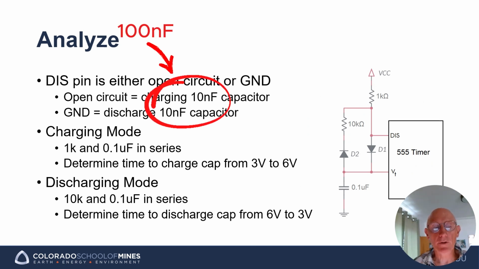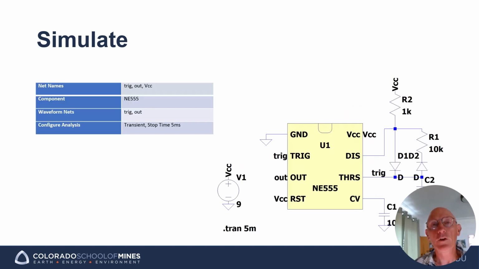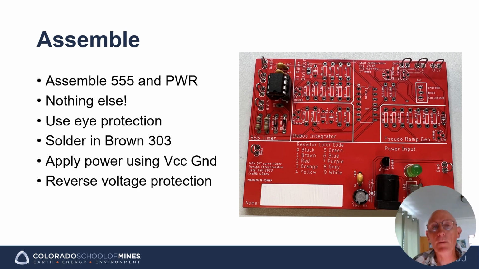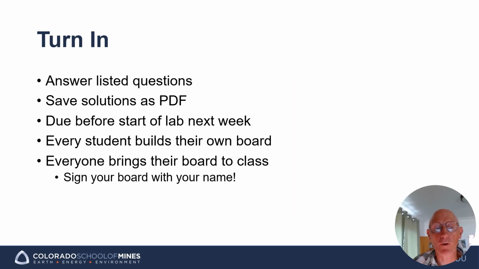In this week's lab, you'll analyze the circuit using RC time constants, determine the amount of time it takes to charge from 3 to 6 volts and discharge from 6 to 3 volts. You'll next simulate the circuit using LTspice and compare your results to your analysis in the previous step. And finally, you'll assemble. Again, please only assemble the power supply subsystem and the 555 timer subsystem. You'll compare the results of all three measurements and put them in a table and turn in all of your work as a single PDF.